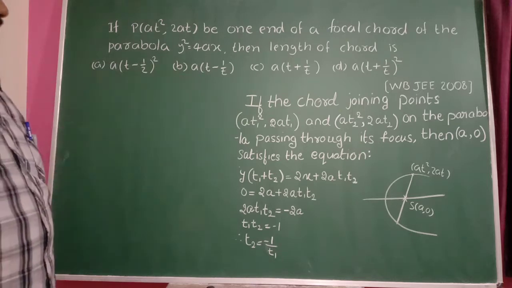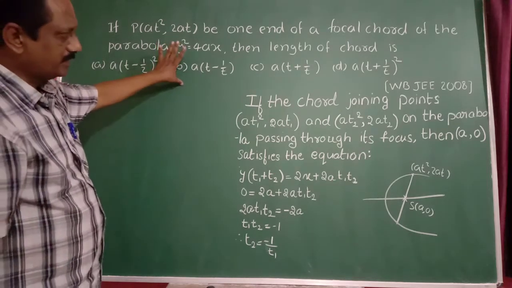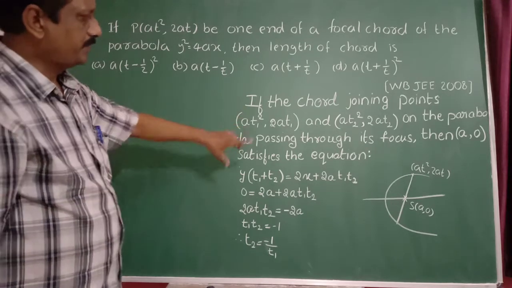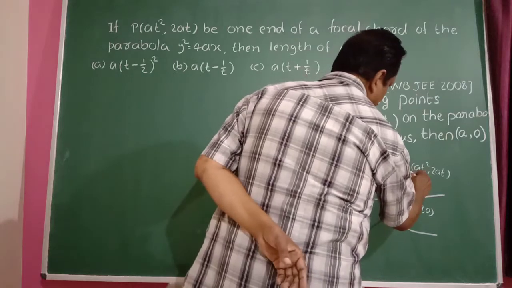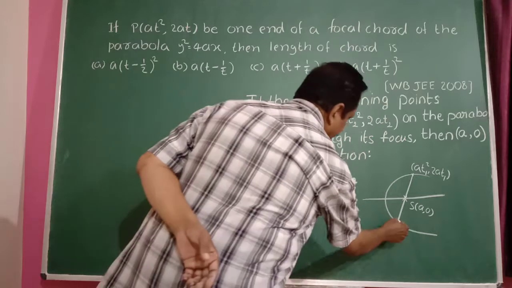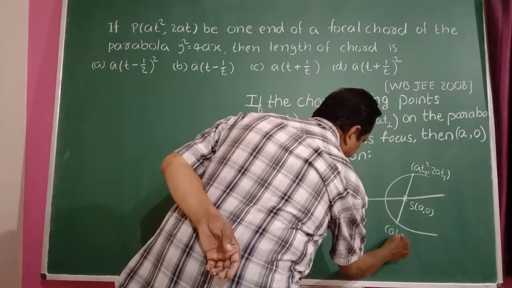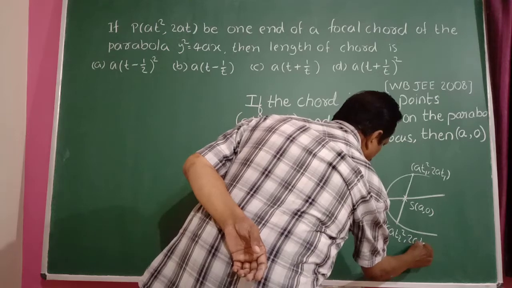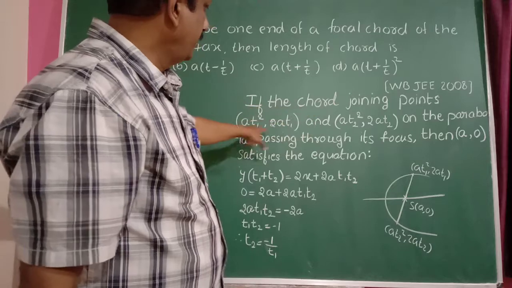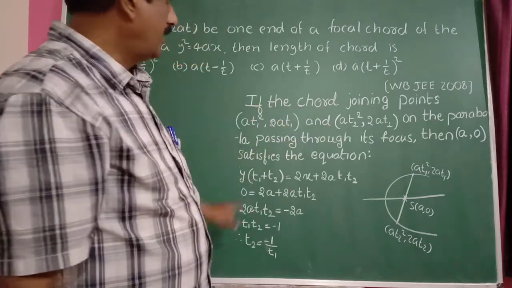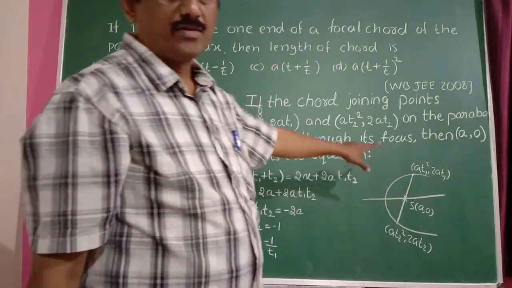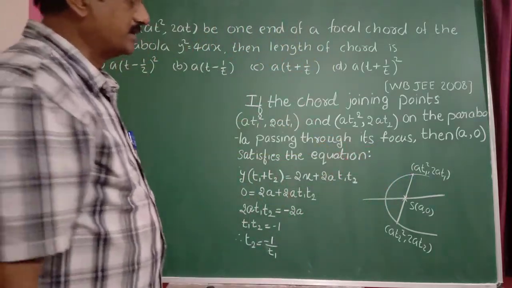Four options are there. This example depends upon this theory. Consider a chord joining the points (at1 squared, 2at1) and (at2 squared, 2at2). This chord passes through the focus because it is a focal chord, and a focal chord always passes through the focus.